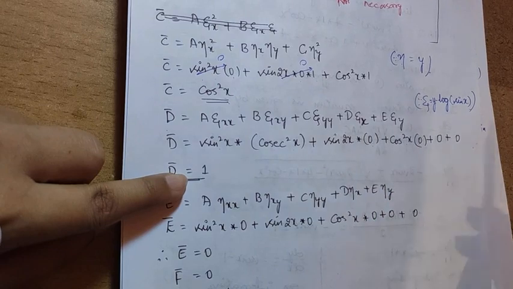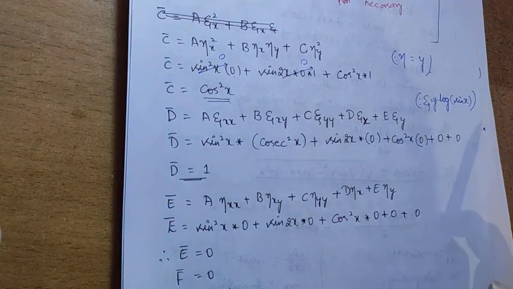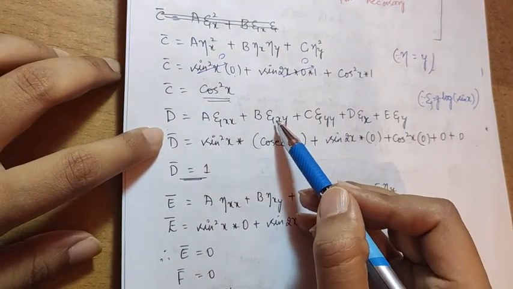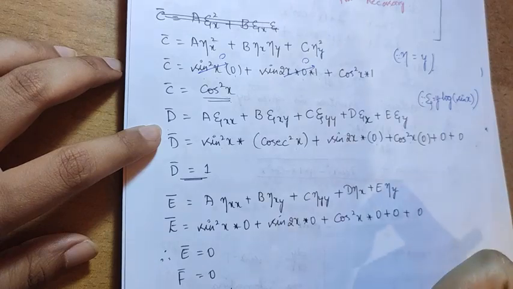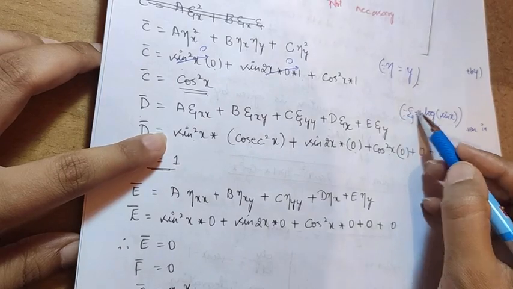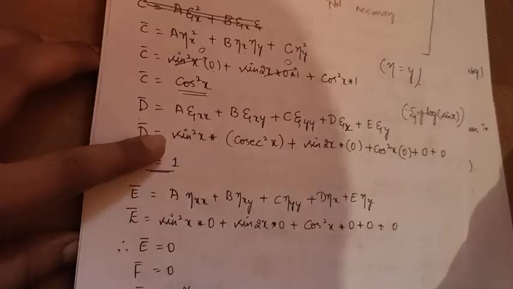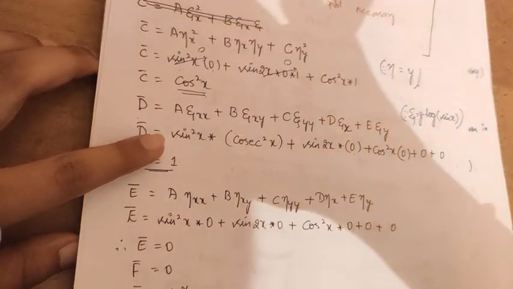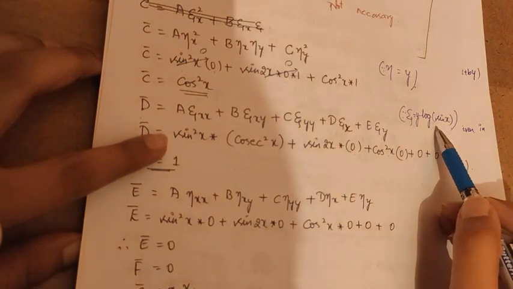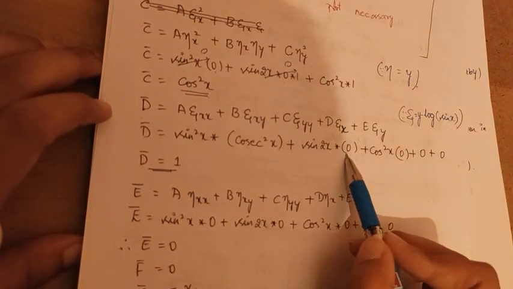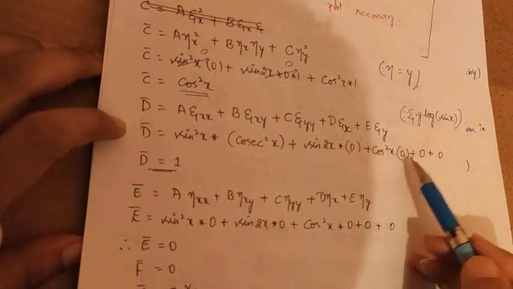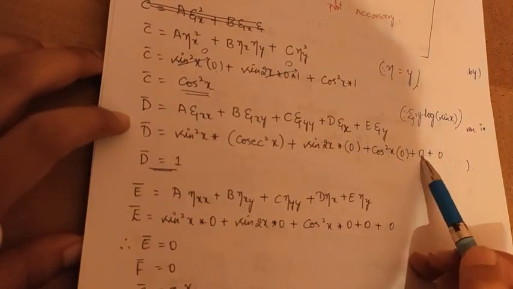Xi with respect to x. This is differentiating xi with respect to x. Then the term which you got, you have to differentiate that with respect to y. So if you differentiate xi with respect to x, you will get minus cot x. If you differentiate minus cot x with respect to y, you will get 0. So c value is cos square x. If you differentiate xi with respect to y twice, you will get the value 0. D is 0, E is 0.